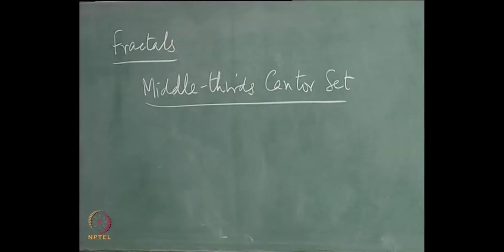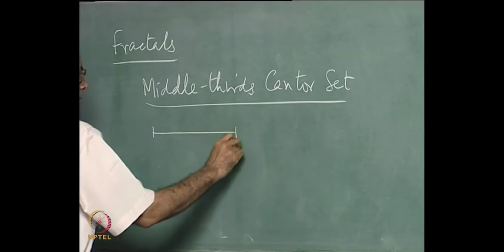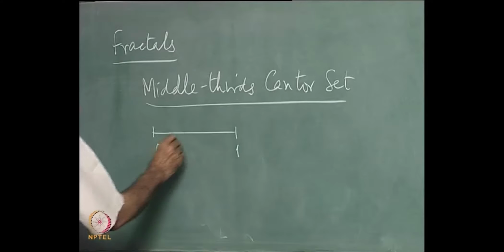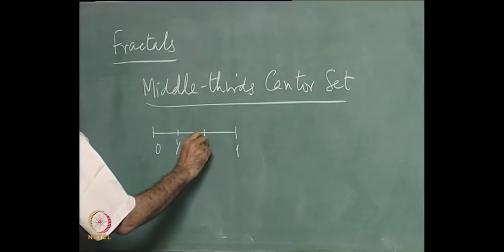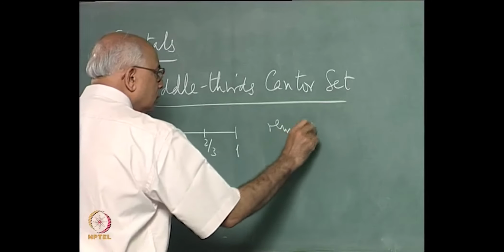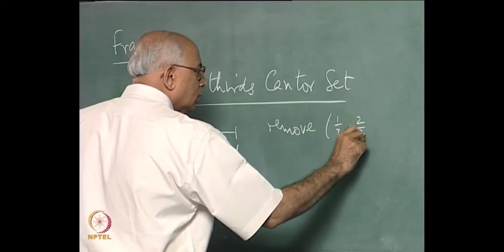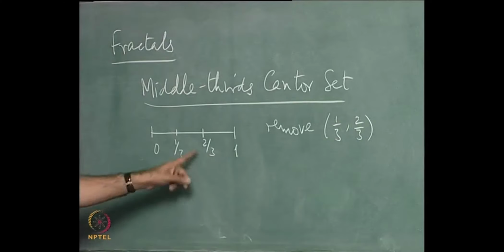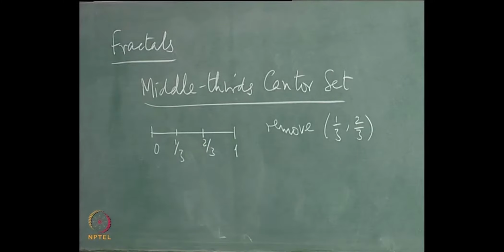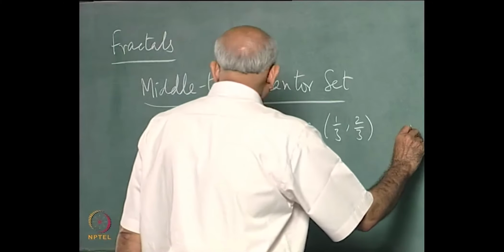and the construction goes as follows. It says take the unit interval 0 to 1 and remove from it the middle third open interval. So here is 1/3, here is 2/3, and at each step in the construction remove the middle third. So remove 1/3, 2/3, remove this open interval, leave the point 1/3 here and 2/3 here, they belong to the set, but remove the points in between. So where does that get us? That gets us to this.